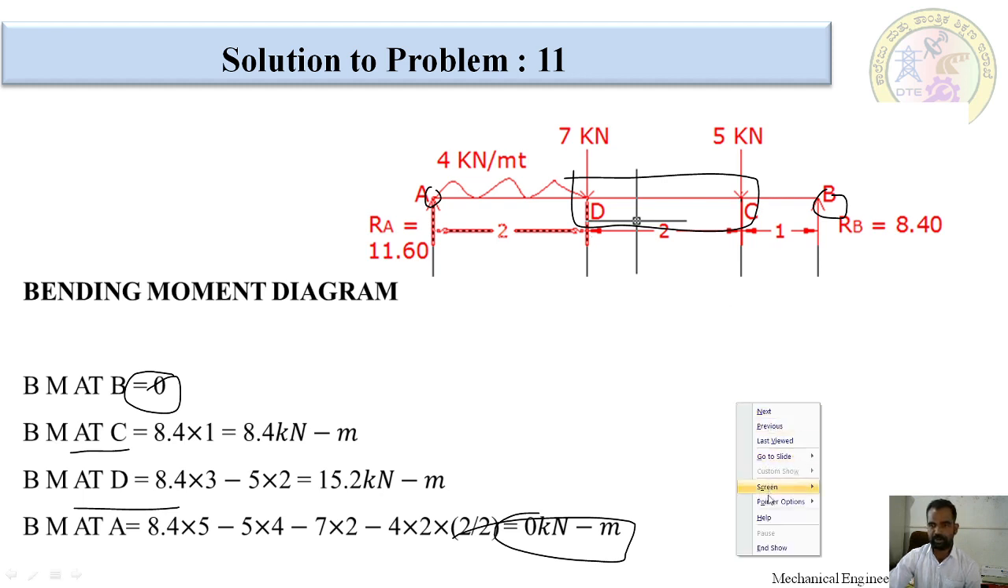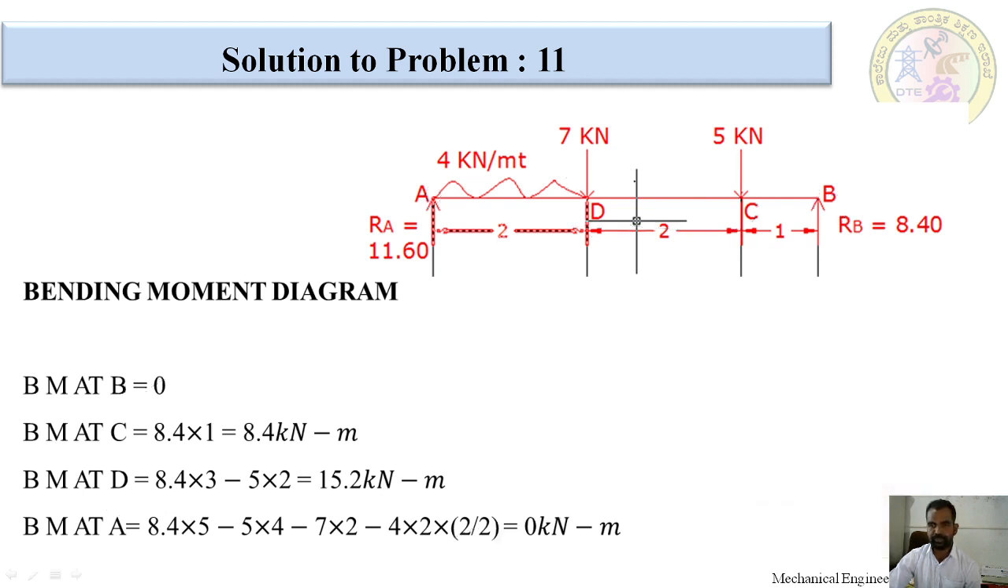At C point, I am going to calculate first. This is positive into this distance, because in bending moment calculation, upward force is taken as positive and downward force is taken as negative. This is upward, 8.40 into 1. This completes the calculation. Next, I want to calculate at D point.